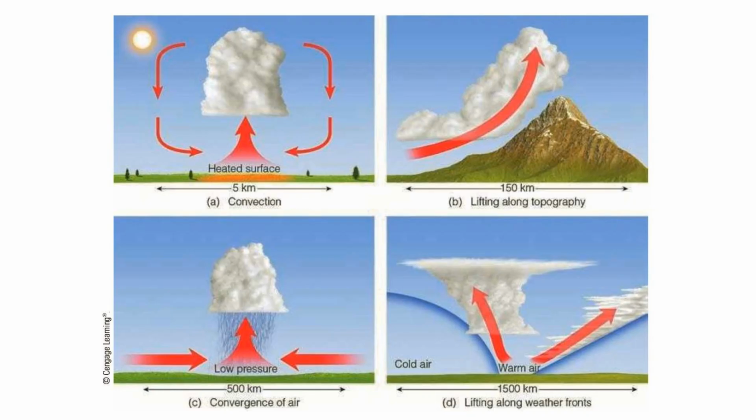Okay, so here are simple diagrams of those four triggers or mechanisms for cloud development. Diagram A, we have convection. Diagram B, we have lifting along topography. We also have convergence of air, diagram C, and diagram D, lifting along weather front. So we'll talk about these mechanisms separately later on.